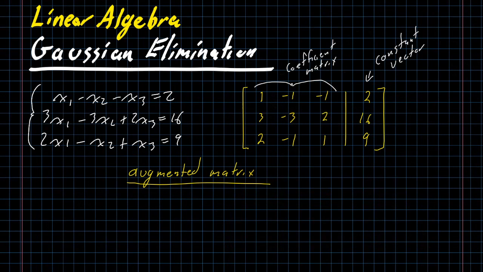Right. I'm going to leave the vertical line in. I find that it makes it a little bit easier when you're first learning the ideas of Gaussian elimination. Having it there helps you separate in your brain the coefficient matrix, the part of the augmented matrix that came from the coefficients on all the variables, and the constant vector, the part of the matrix that came from the constants on the right-hand side.